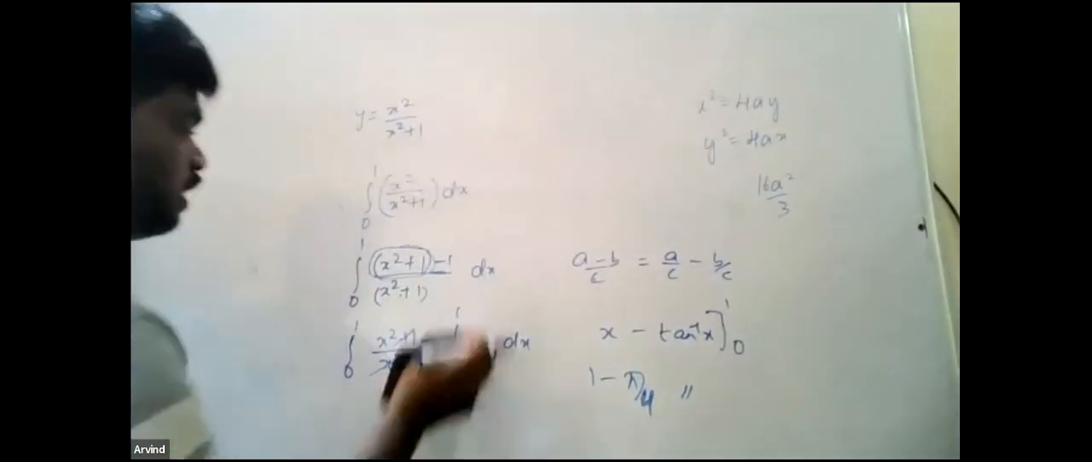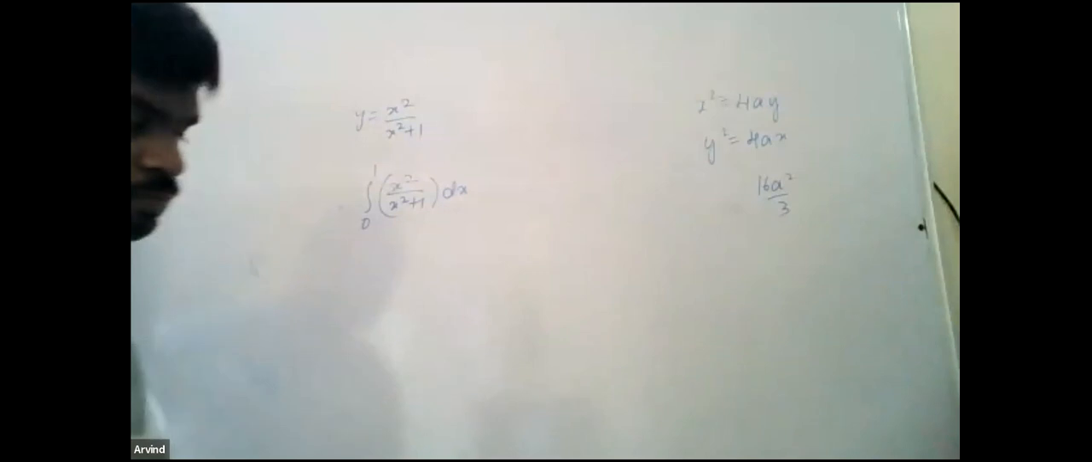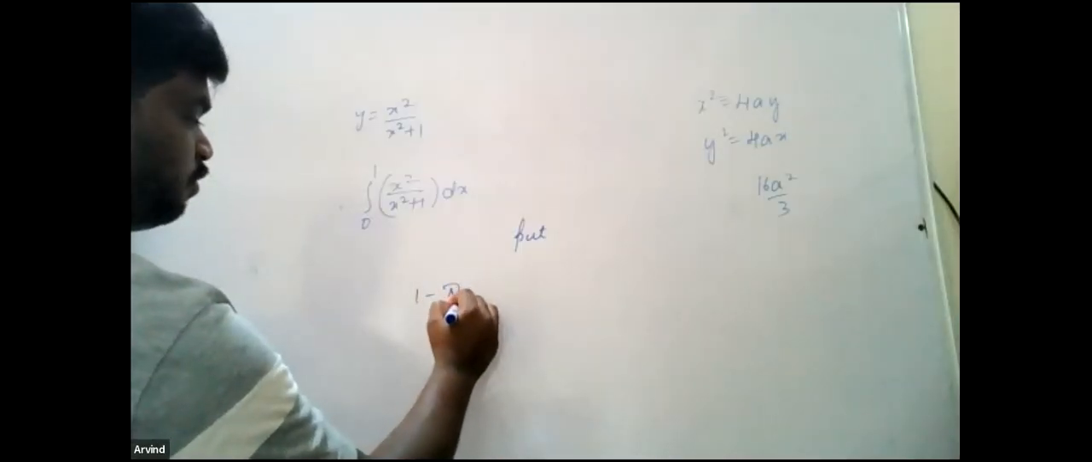Or if you don't know, you can go with substitution also. Suppose you suddenly don't recall, you can go with substitution. Sir, the answer will be 1 by 2 minus 1 by 2 log 2. No, the answer is 1 minus pi by 4. That's the answer. Sir, when we take x common, x minus x divided by x square plus 1, they do it that way.